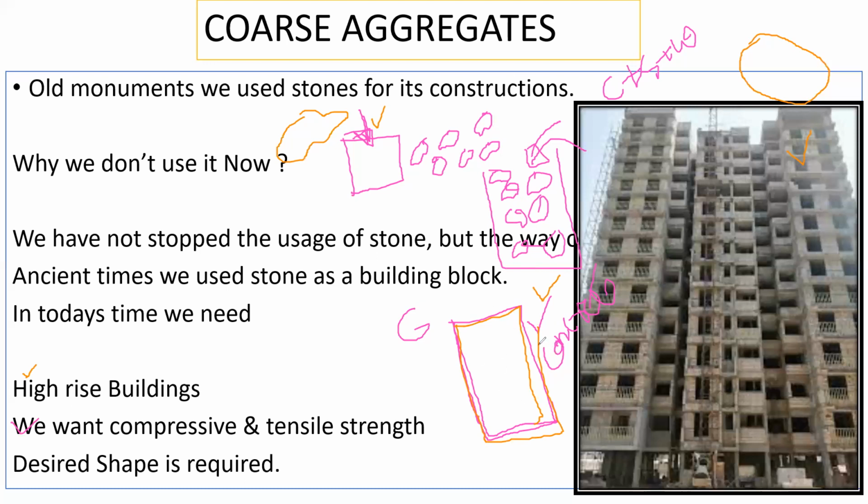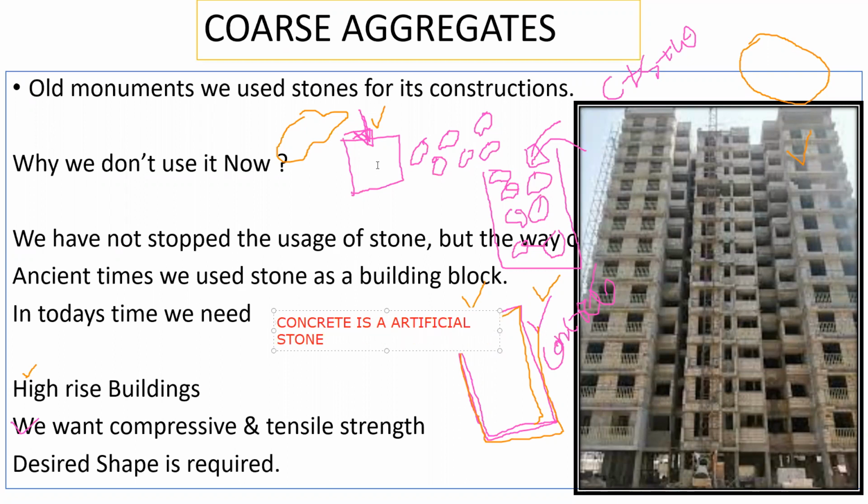Because of this, whatever we wanted to have, that is compressiveness, and whatever shape we wanted, we have got it here. So basically what I'm trying to tell is, we have not stopped the usage of the stone, but the way of using the stone has been changed, right? So concrete is an artificial stone. With this understanding, I'll write it here. So we can say concrete is an artificial stone, isn't it?